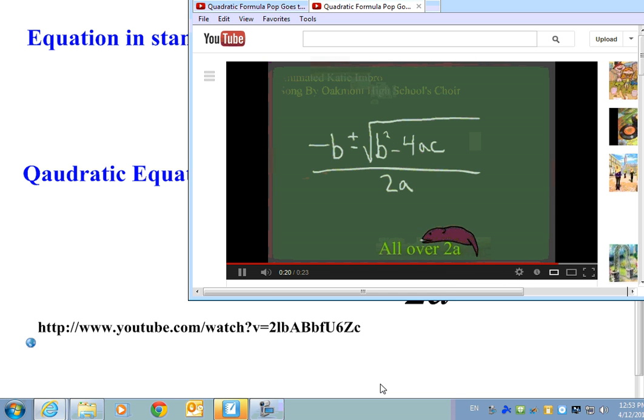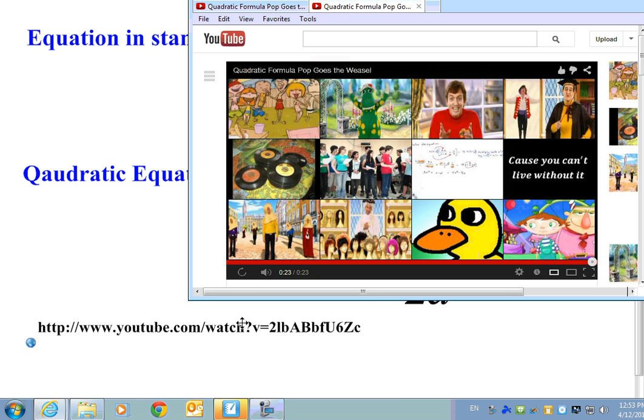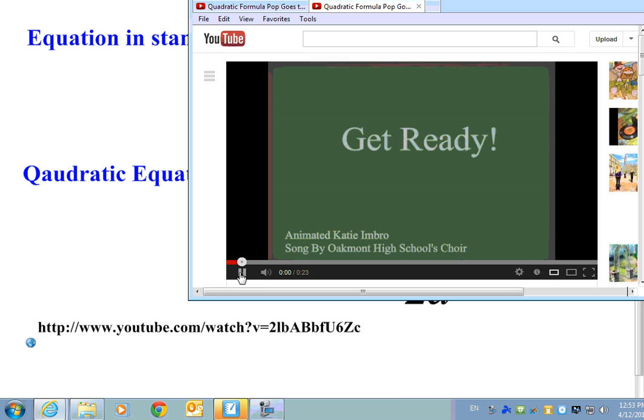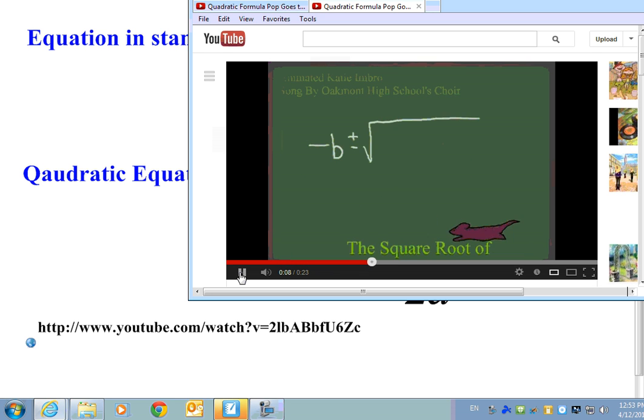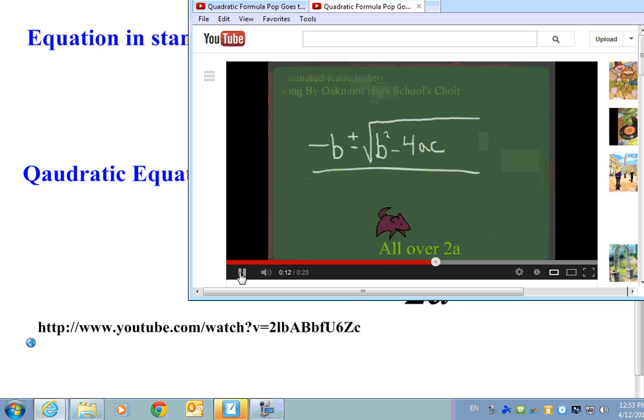Do you want to hear it again? I can't even memorize it, Miss G. That's how you memorize it. Okay. So the equation is: the quadratic formula is negative b plus or minus the square root of b squared minus, that's the discriminant, all over 2a. That's how people remember it.